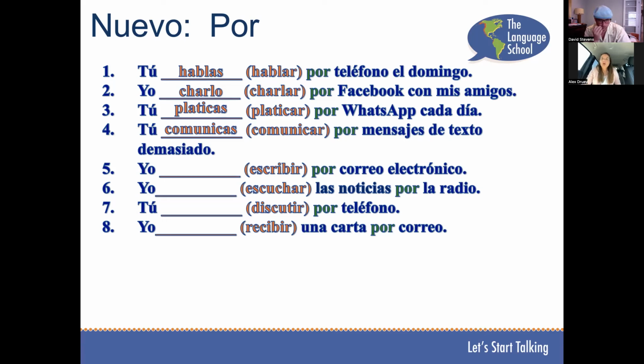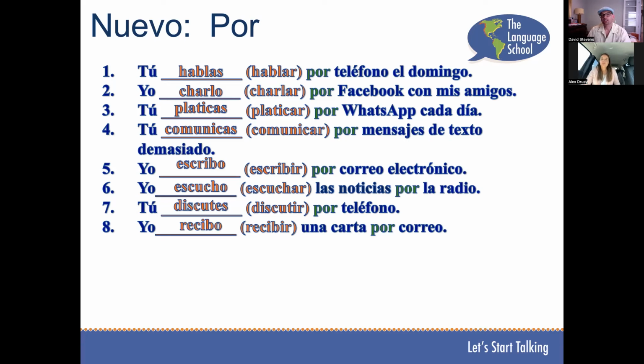Yo escribo por correo electrónico. Yo escucho las noticias por la radio. Muy bien. Tú discutes por teléfono. Yo escribo una carta por correo.